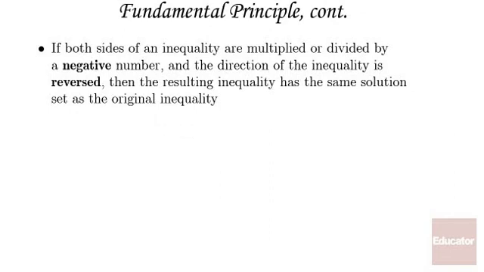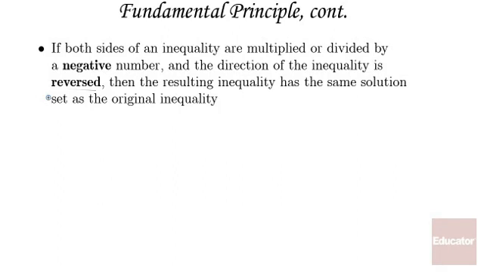Now, the situation is different for negative numbers, and this is something that at first you need to really pay attention to and make sure you don't overlook, or you'll end up with the incorrect answer. What this says is that if both sides of an inequality are multiplied or divided by a negative number, and the direction of the inequality is reversed, then the resulting inequality has the same solution set as the original inequality. Notice what this is saying. If you multiply or divide by a negative number, and you want to come up with the same solution set as for the original inequality, you need to reverse the inequality symbol. If you don't do that, you will not have the solution set that you were looking for.